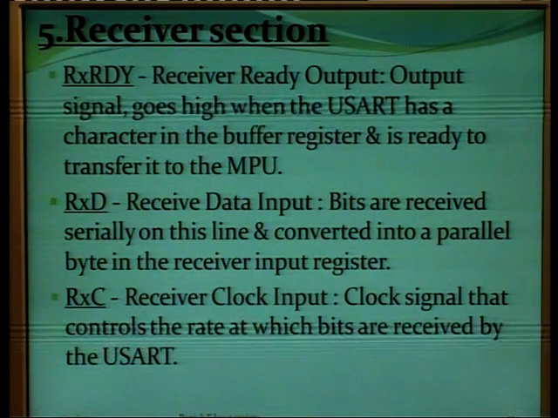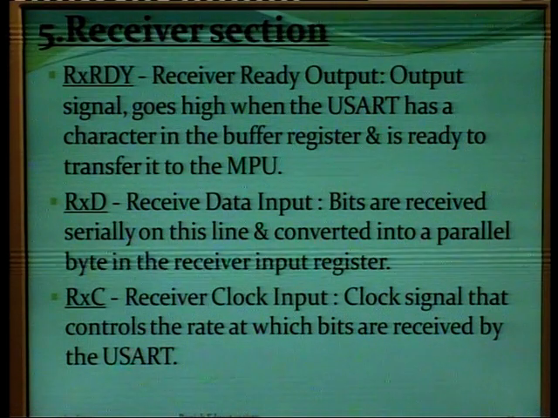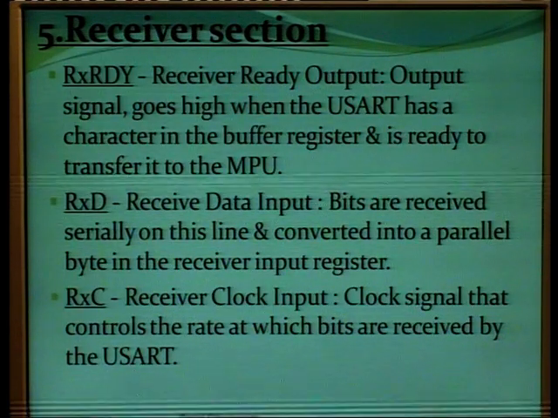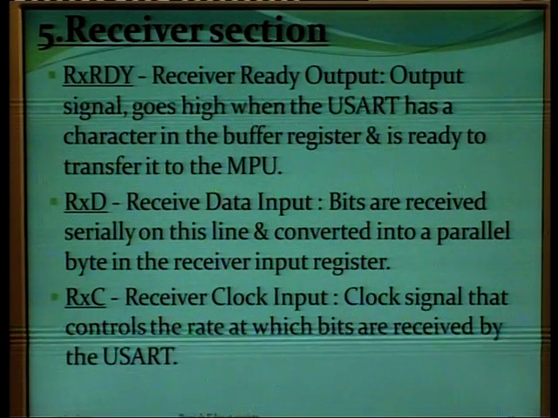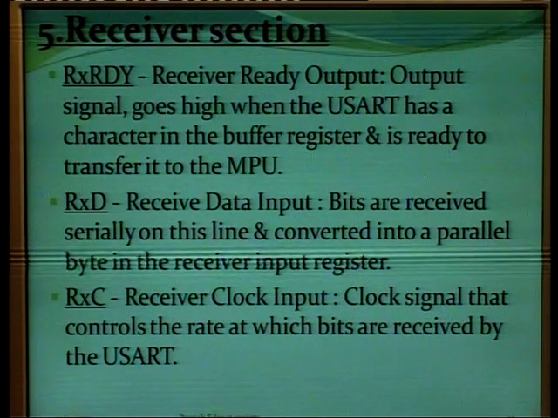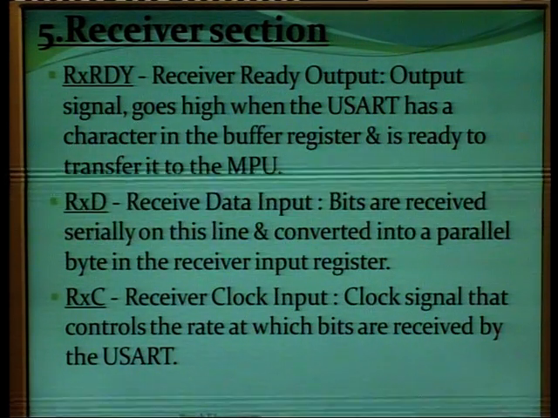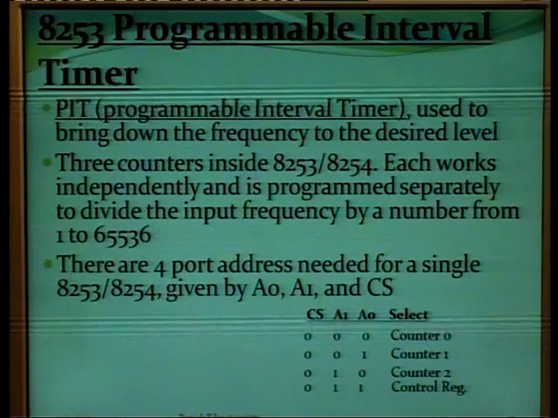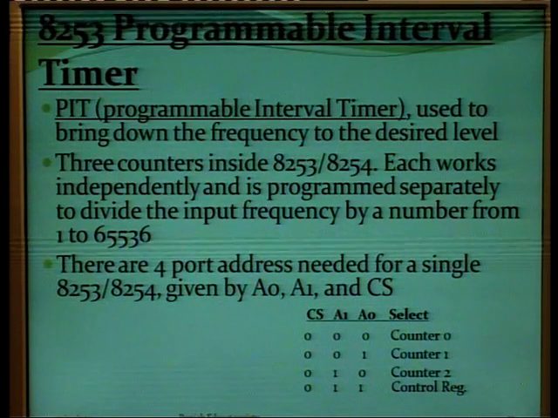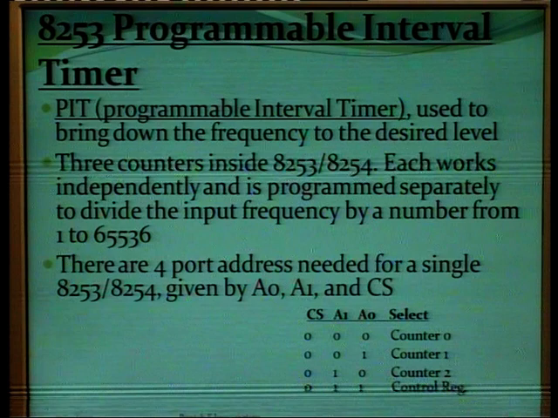So, these are the 5 main sections of 8251, and its main function is to convert serial data into parallel data to send to the microprocessor, or to accept data from the microprocessor in parallel form and convert it into serial form. Second peripheral chip is the 8253.